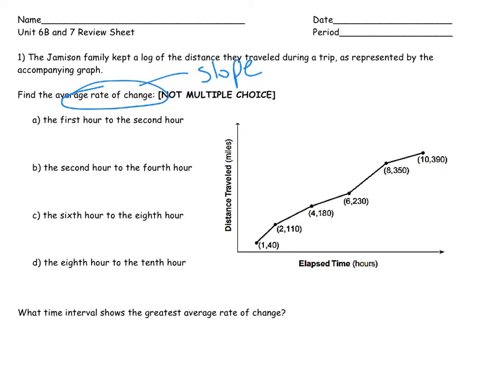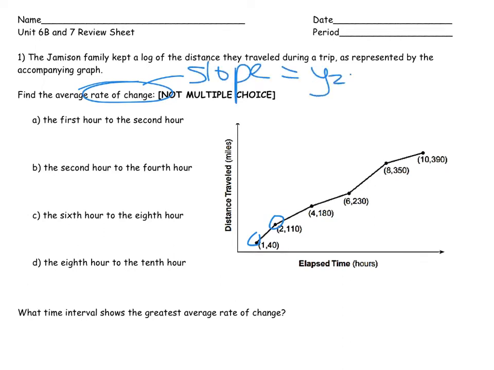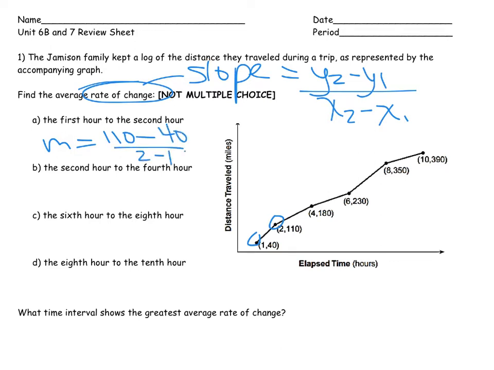So if I look at the first to second hour, I have the point (1, 40) and I have the point (2, 110), which the corresponding x and y values match up. Slope is another word for average rate of change. Okay, so I know slope is equal to y2 minus y1 all over x2 minus x1. It's the change in y over the change in x. So for the first example, the slope will be 110 minus 40 all over 2 minus 1. And when you put that in the calculator, you'll get 70.